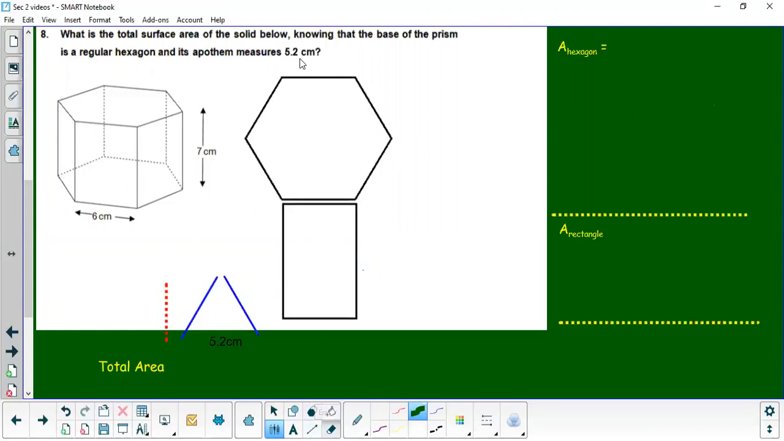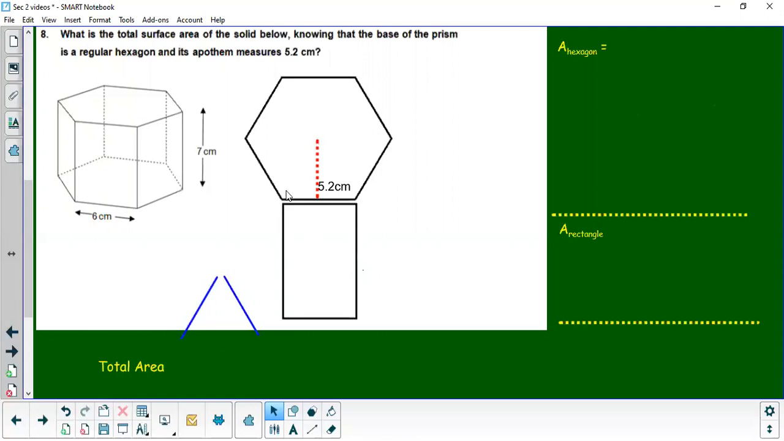Now, it says that the apothem is 5.2 centimeters. What is the apothem? The apothem goes from the center to the midpoint of one of the sides. So let's just place that. This would be the apothem, and in this case, it measures 5.2 centimeters. So let's put that right over here.